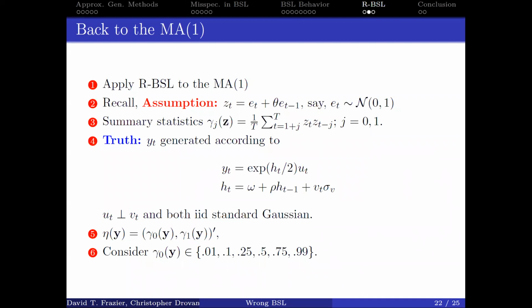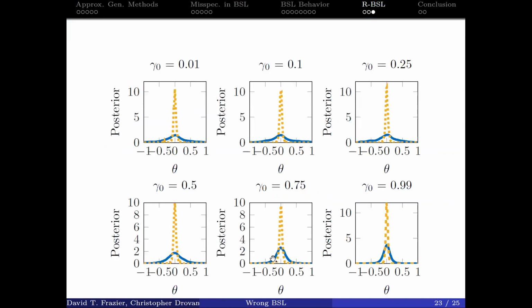Now, just to show you real fast, this works really well. Let's return to the MA1 example. And remember, the problem here is that in exact BSL, you get this kind of crazy multimodality or convergence on the boundary, depending on the level of misspecification. So again, same exact model. I'm going to look at those same exact 6 levels of misspecification. And what you see is that our BSL-V fixes all of it.